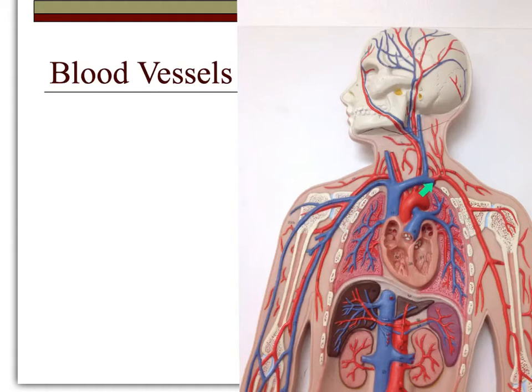This second branch, which is here and here, become our subclavian veins, and again they move and become the axillary once they're in the armpit area.